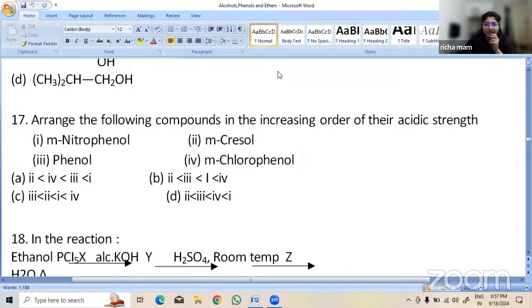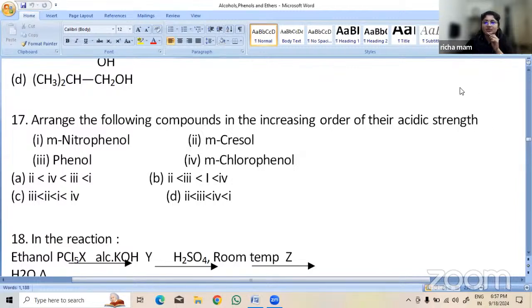So yes, many have answered. Sanjeevni, Preeti have also answered it as D. Very good. So this is a very important question based on acidic strength. They may ask you increasing order or decreasing order. They'll give you a set of compounds, and they will tell you to arrange them in either the increasing order or decreasing order of their acidic strength.